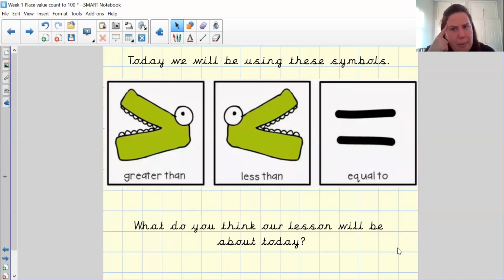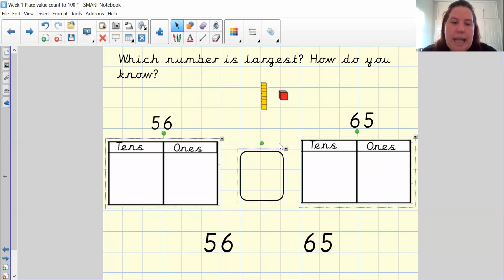So I want you to think back, because it's been a long time since we've used these symbols. What do you think our lesson will be about today? So if you want to pause the video now while you're having a think, I'm now going to explain. We are going to be comparing numbers, and when we compare numbers, we use greater than. So the big crocodiles, remember, they eat the biggest number. Less than and equal to.